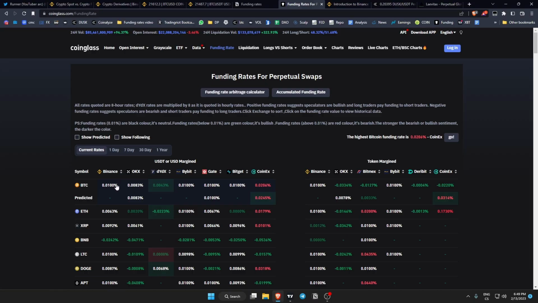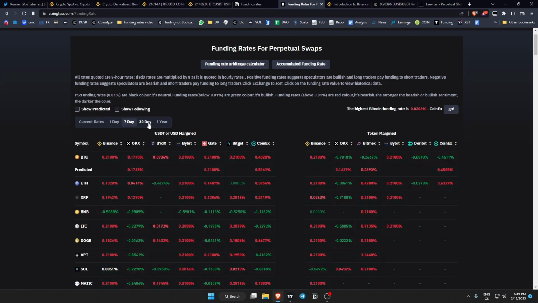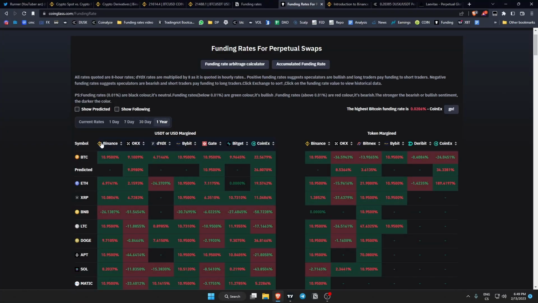So you can see on Binance, its funding is different on the UIDX or Coinex, etc. So this is current rates. As I said, it's payment per every 8-hour cycle. If I click on 1 day, it will be 3 times that, right? Because 3 times 8 hours is 24. So you get the point. This is basically how much you would pay in this period of time.